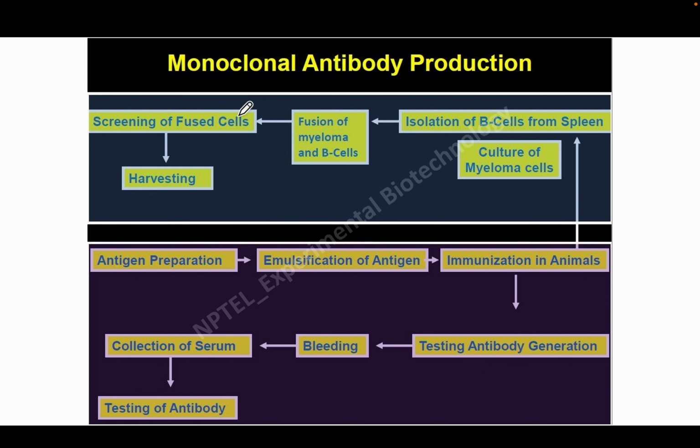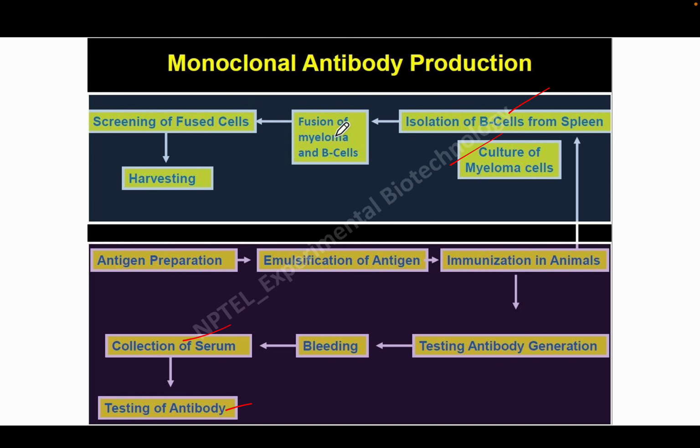Monoclonal antibody production. So what happens? Antigen presentation, then emulsification of antigen, you immunize the animals, you test the antibody generation, collect blood, collect serum, test antibody, and after immunization what you do, you isolate B cells from spleen. So you immunize, so from the B cell antibody will be produced, okay. So you directly isolate the B cells from spleen, and this is called culture of myeloma cells.